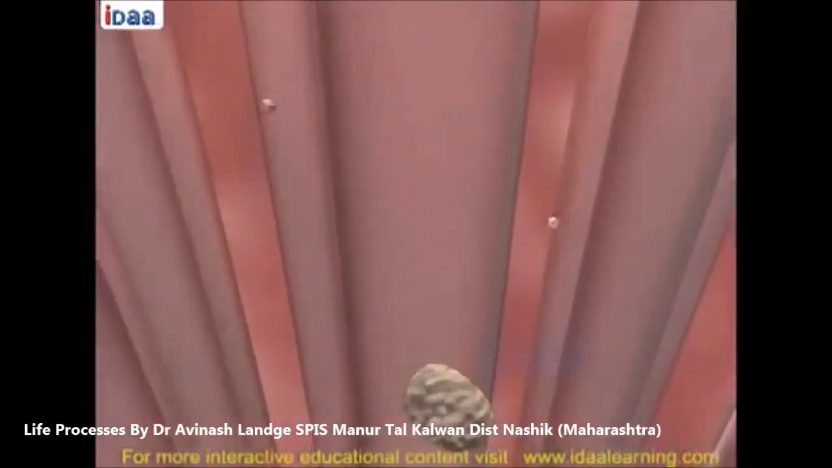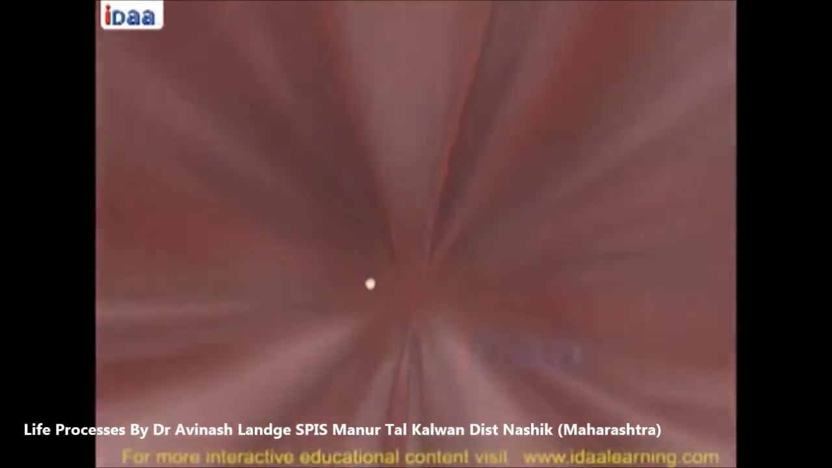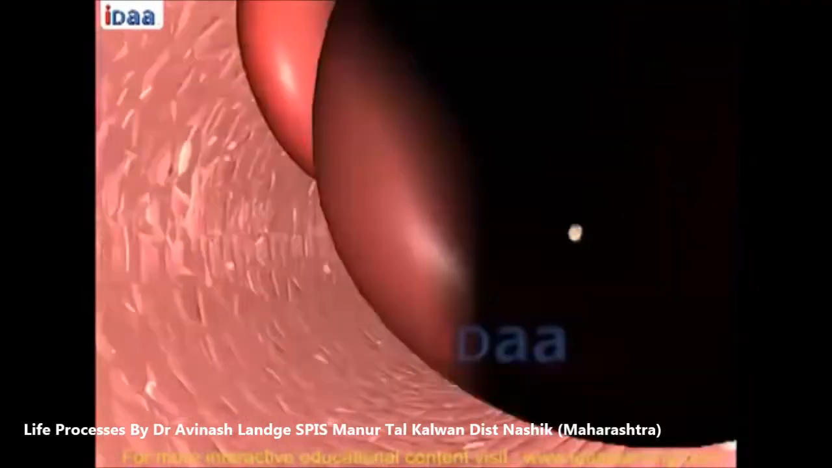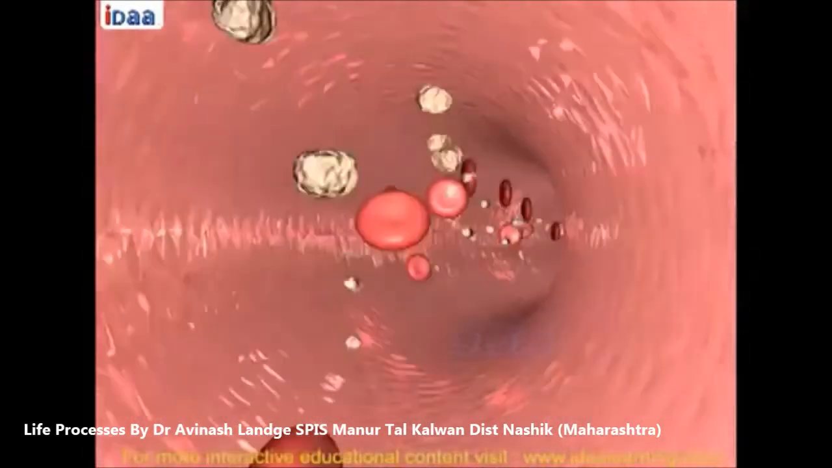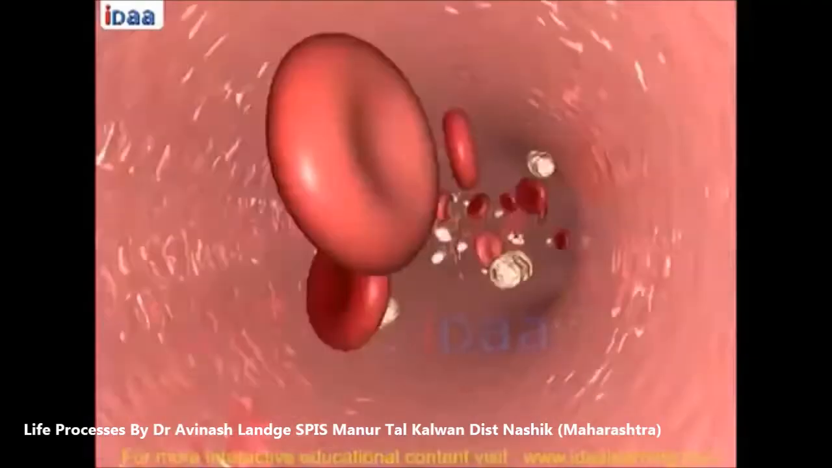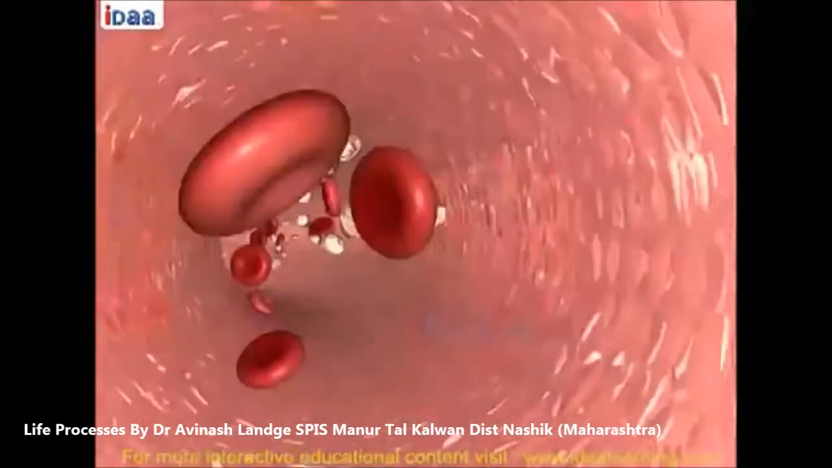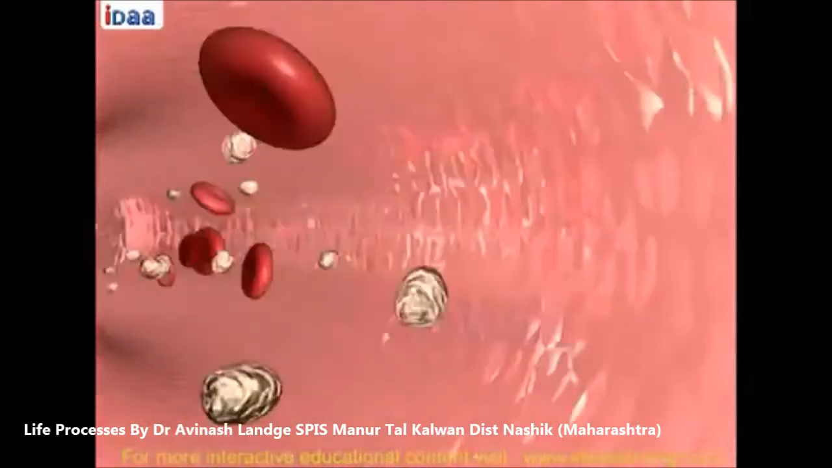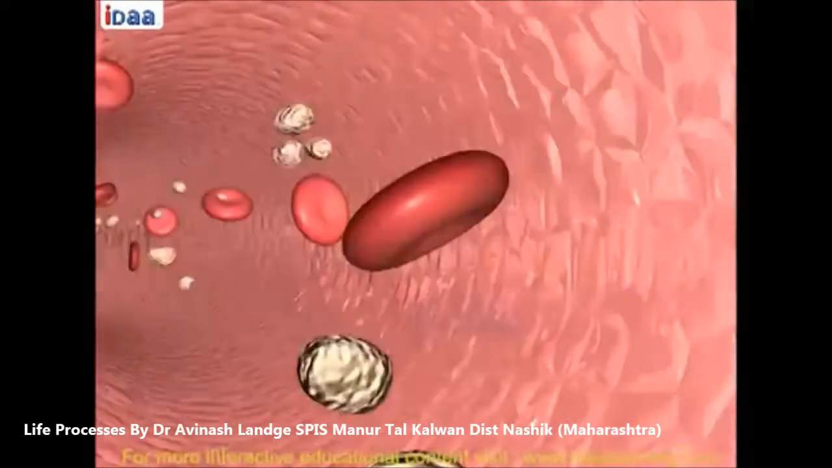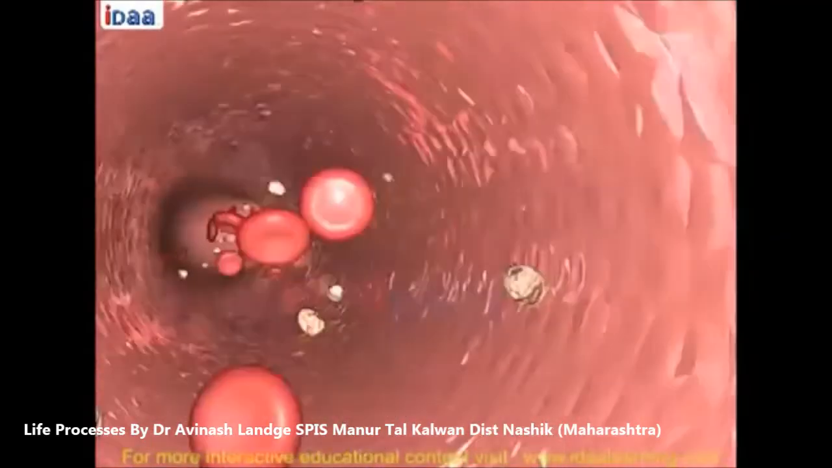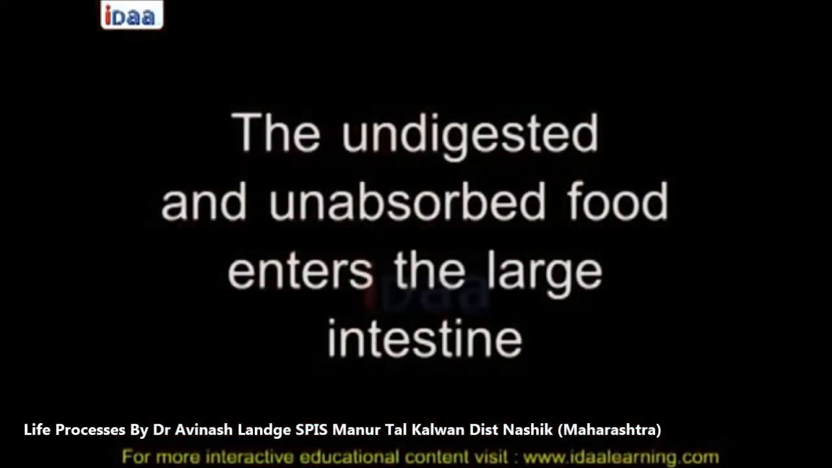The substances thus absorbed are transported through the bloodstream to different organs in the body and are used to build complex substances like proteins. This process is called assimilation. In the cells, glucose breaks down into carbon dioxide and water with the help of oxygen and releases energy. The undigested and unabsorbed food enters the large intestine.